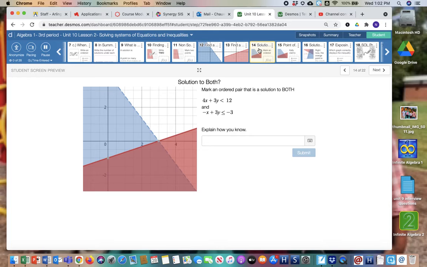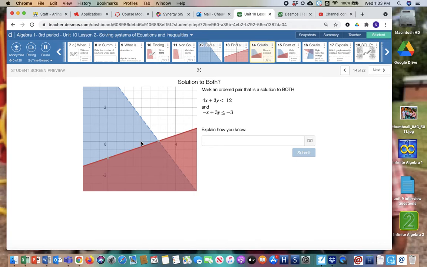Okay, so now what happens when there's 2 inequalities? Okay, so look at the screen here. Now we need to mark an ordered pair that is a solution to both. So notice how there's the blue shaded part, which is really this part and this part, and the red shaded part, which is this part and this part. To get a solution for both of them, we need it to be in the part that would be shaded by both the red and the blue section. So it'd be down here.